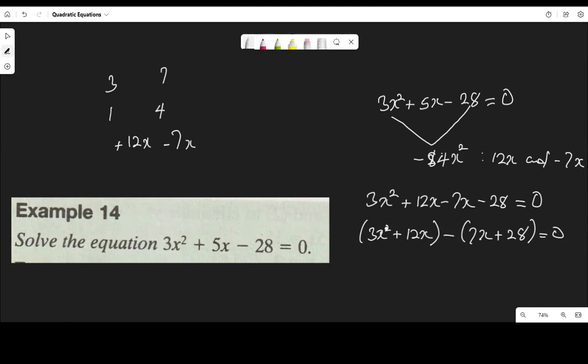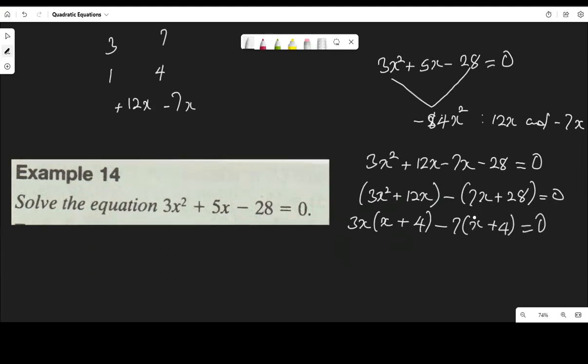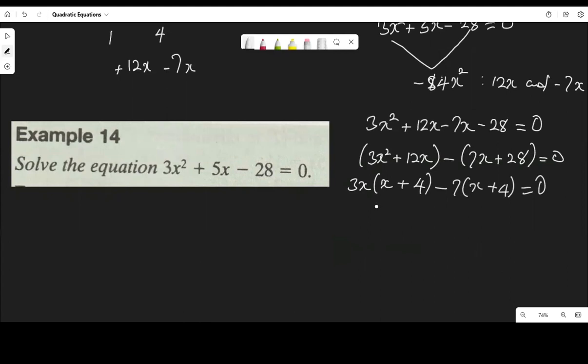So in the first bracket, 3x is common. 3x can divide these terms. So factor it out. 3x squared divided by 3x is x, then plus 12x divided by 3x is 4. Minus, here 7 is common. 7 can divide both. 7x divided by 7 is x. 28 divided by 7 is 4. Equal to 0. We have a common factor x plus 4.